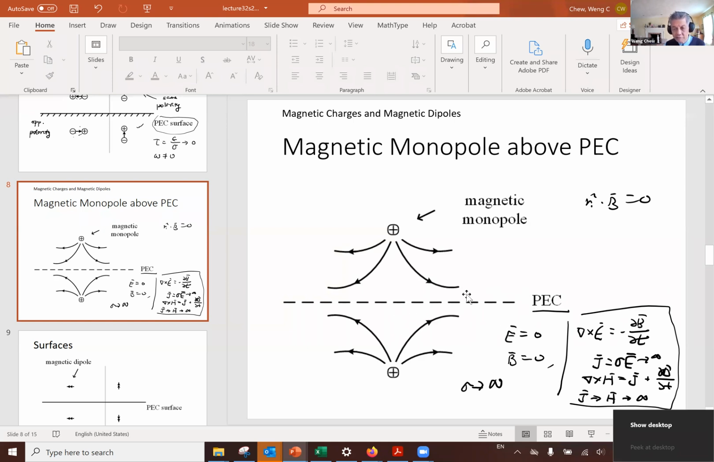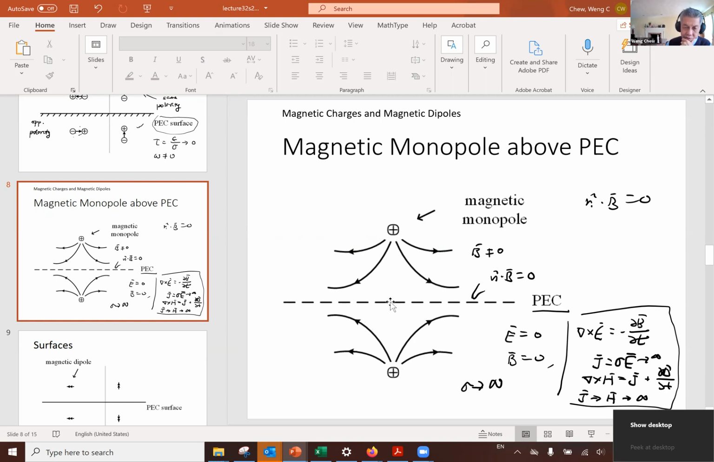So the electric field and the magnetic field, or the magnetic field due to a magnetic monopole, this is the B, and it will have to satisfy n dot B equal to zero on this surface. So the only way that you can get n dot B equal to zero is to have an image that is of the same polarity as the original source.